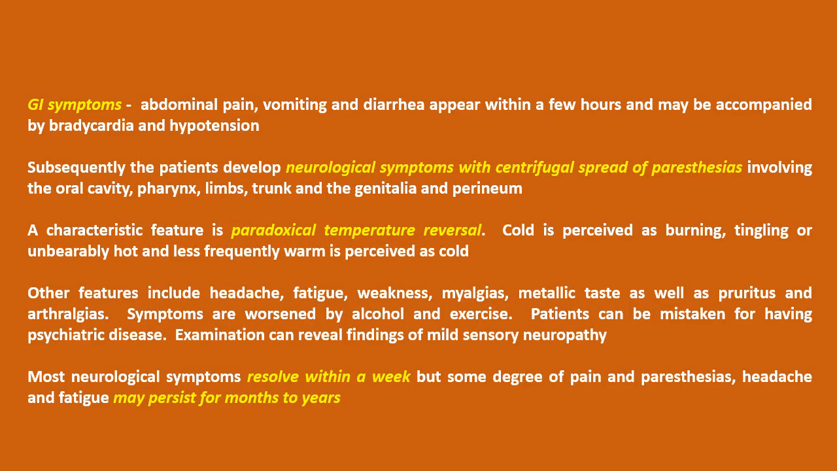GI symptoms include abdominal pain, vomiting, and diarrhea, which appear within a few hours and may be accompanied by bradycardia and hypotension. Subsequently, patients develop neurological symptoms with centrifugal spread of paresthesias involving the oral cavity, pharynx, limbs, trunk, and the genitalia and perineum. A characteristic feature is paradoxical temperature reversal. Cold is perceived as burning, tingling, or unbearably hot, and less frequently warm is perceived as cold. Other features include headache, fatigue, weakness, myalgias, metallic taste, as well as pruritus and arthralgias.